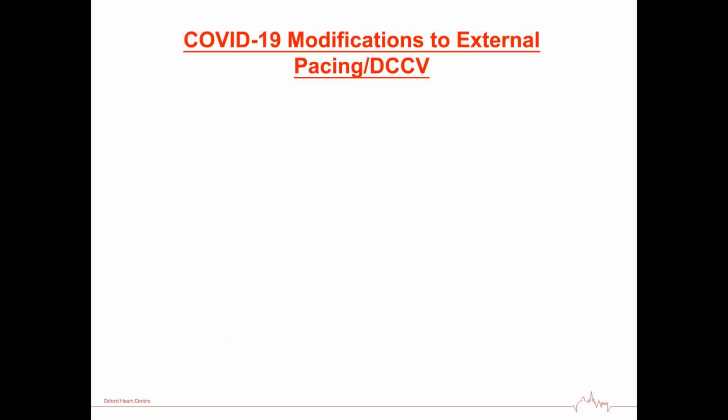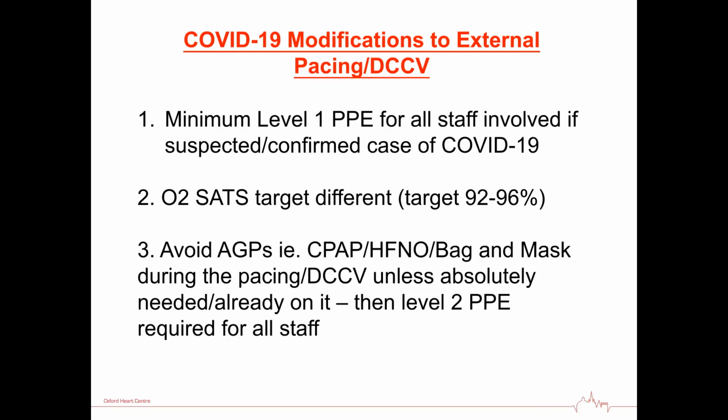So the COVID-19 specific modifications to pacing and cardioversion are these. As most trusts are now saying, for any contact with the patient you should be wearing level 1 PPE, but certainly for this, a minimum of level 1 PPE. If there's suspected or confirmed cases, for our trust in Oxford, it's for all patients. The oxygen sats, if you listened to the respiratory seminar yesterday, are slightly different. So it's 92 to 96% rather than 94 to 98, and again slightly lower rather than 88 to 92. There's a bit more leeway for COPD patients as well.